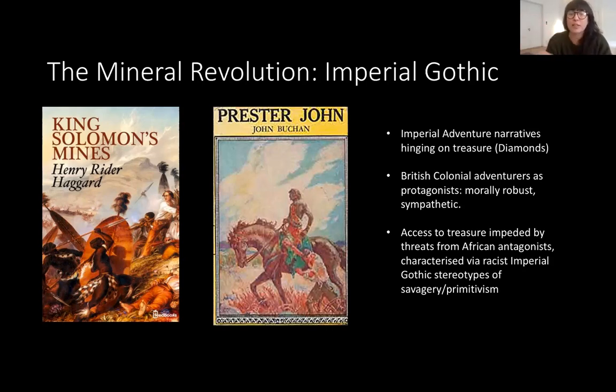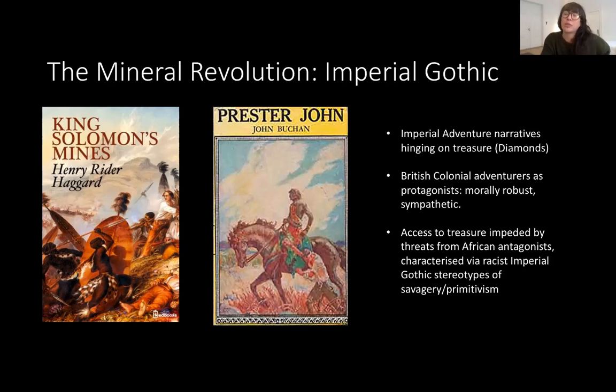Okay, so we're looking now at King Solomon's Mines by H. Rider Haggard, which some of you might be familiar with already. And then this novel is slightly less famous, called Prester John, it's by John Buchan. So both of these novels hinge on scenarios in which treasure is discovered in Southern Africa. And they are set also, well, Buchan's novel specifically is set in the context of a mineral-rich South Africa.